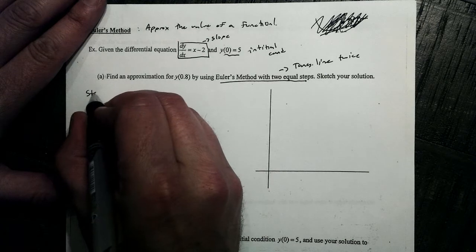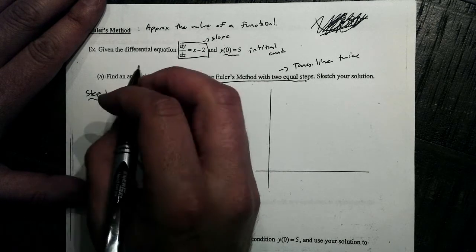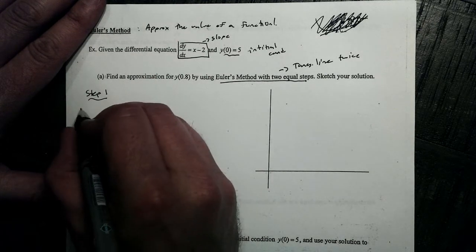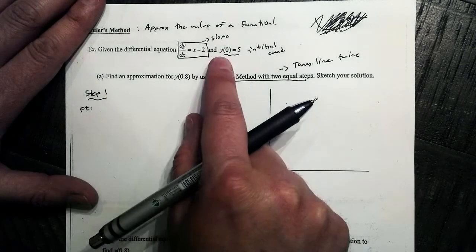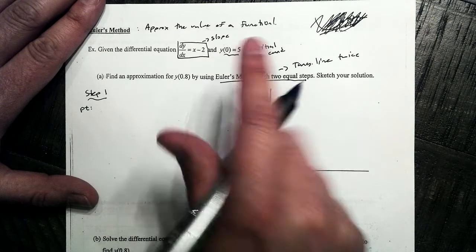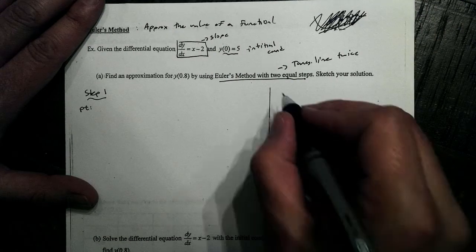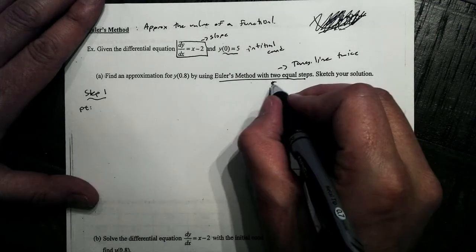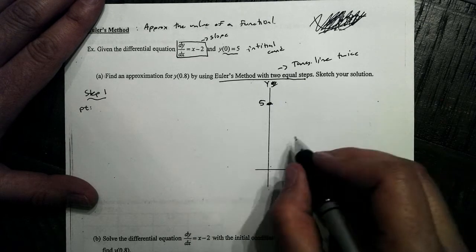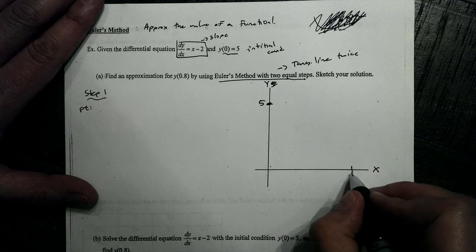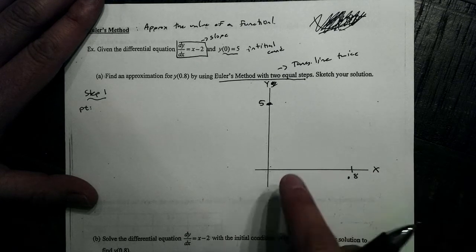So step one. We need a point. Well, we need an initial point. And they give us that point, (0, 5). And I can plot that on my graph. Here's x, here's y. At 0, we're up at 5. We want to approximate the value at 0.8. So I'll put that over here.